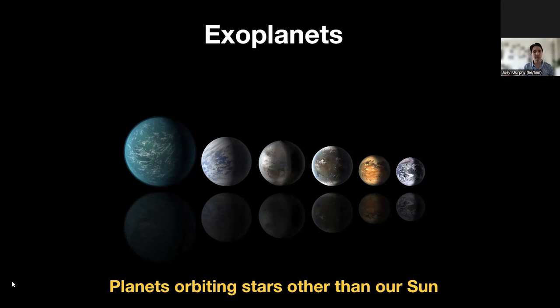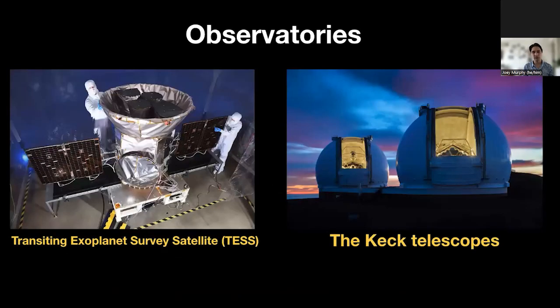I detect and characterize exoplanets orbiting other stars using both ground and space-based telescopes. These observatories include NASA's Transiting Exoplanet Survey Satellite, or TESS, which is in orbit around the Earth, and the Keck-1 telescope, which is located on the summit of Mauna Kea in Hawaii. TESS and Keck are complementary. They analyze starlight in different but synergistic ways.